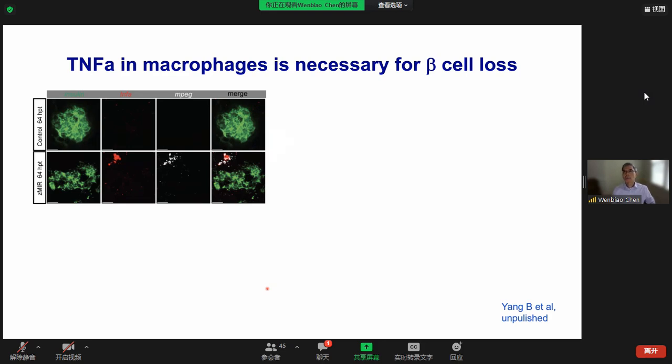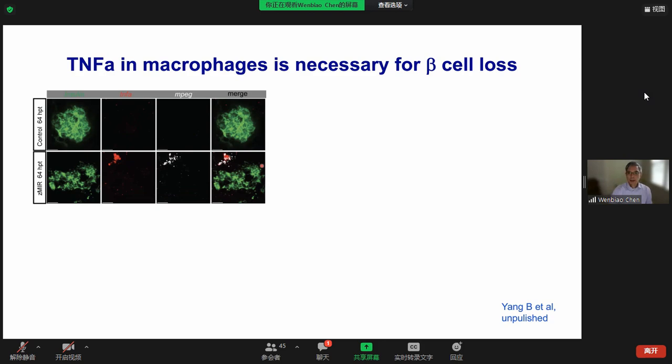So we do not have a lot of characterization of pro-inflammatory versus anti-inflammatory cytokines. In the field, we use TNF-alpha expression as a marker for pro-inflammatory macrophages. So we looked at whether those macrophage in the islet or near the islet are pro-inflammatory. And as shown here, using in situ hybridization, we show that indeed the macrophage, as marked by this mpeg1 expression, do express high levels of TNF-alpha.